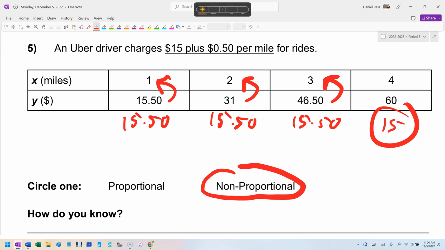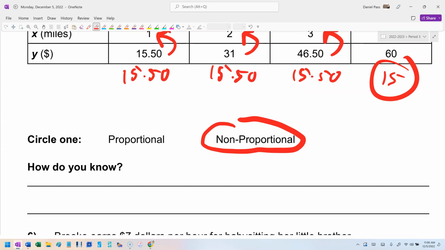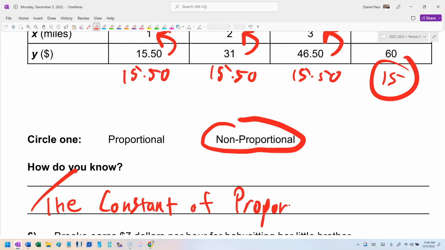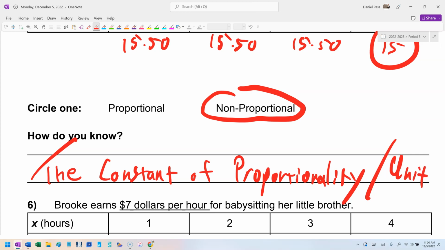Now we need to write down what's the reason. Do you have the reason for us or no? No. Okay, so we're going to use our official words. Write this down, everybody. The constant of what? Excellent. Of proportionality. Thank you. Proportionality. Or it's also called the unit rate. So unit rate. Write this down. That doesn't exist. Unit rate is not the same.